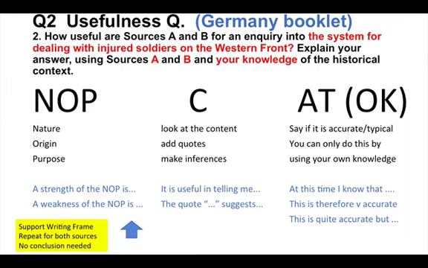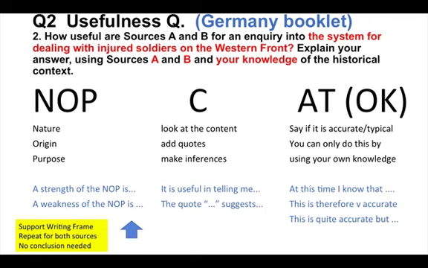So I've talked you through NOPCAT, and what I'd like you to do now is to write 2 paragraphs, one on source A and one on source B. If you want to, you can go through the NOP followed by the content and then look at your own knowledge. Or what some students like to do is start with the content, then add their own knowledge to build on it, and then comment on the NOP at the end. You don't need to include a conclusion at the end.